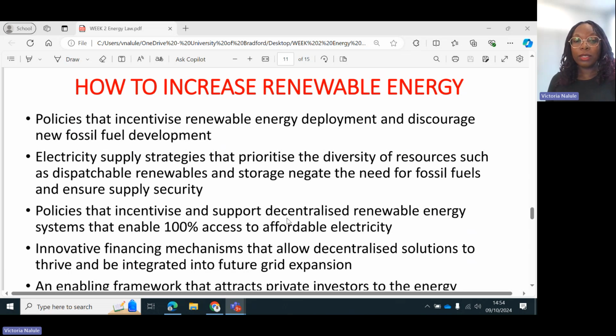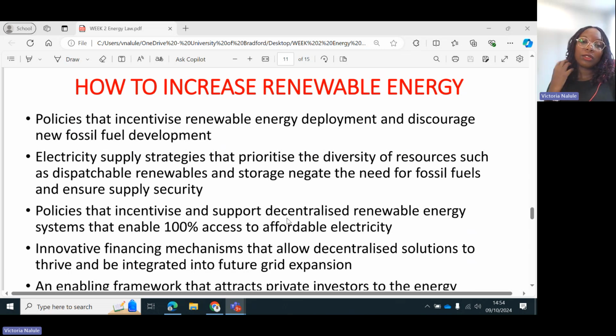First, countries would need policies that incentivize renewable energy deployment and discourage new fossil fuel development. But this would be tricky because you would have policies that are encouraging investments in renewable energy, but then you have to think about countries that are rich in fossil fuels. And would it be fair for them to discourage the development of fossil fuels in their countries? So this is something that policymakers have to think about, but the best thing would be to have balanced policies that support both renewable energy and fossil fuels, especially for countries that are rich with fossil fuel resources.